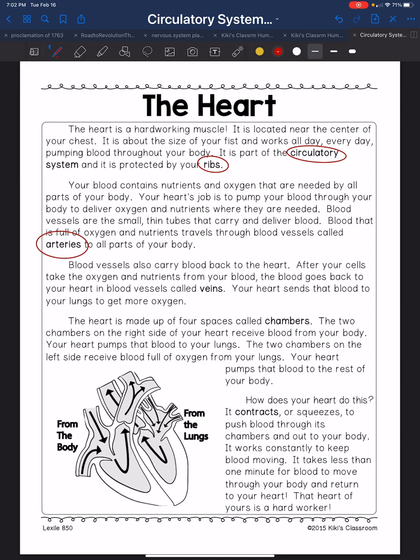After your cells take the oxygen and nutrients from your blood, the blood goes back to your heart in blood vessels called veins. Your heart then sends that blood to your lungs to get more oxygen.